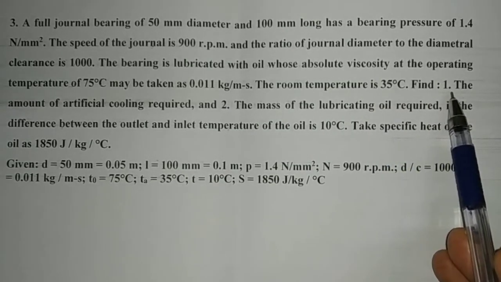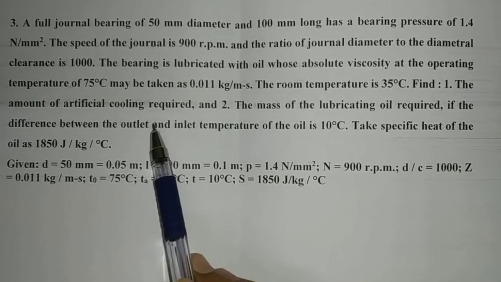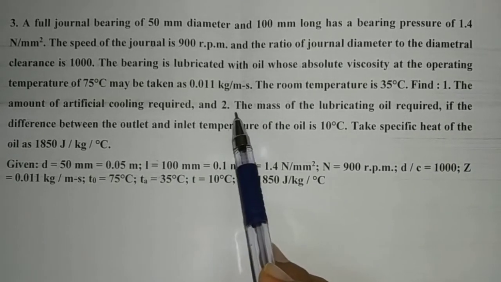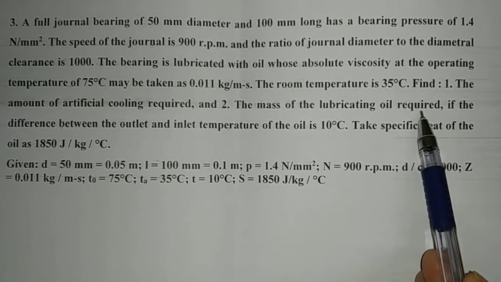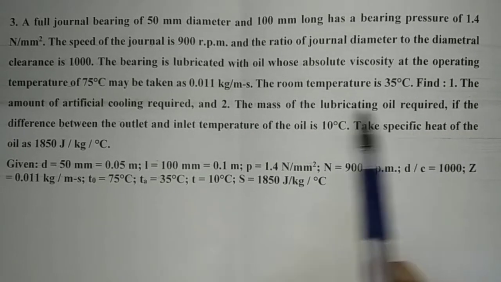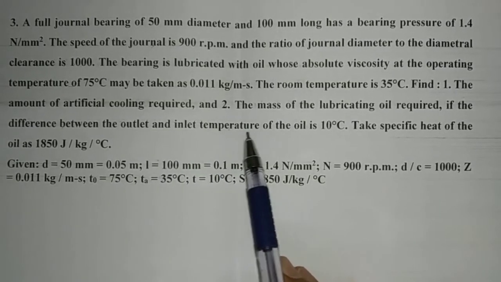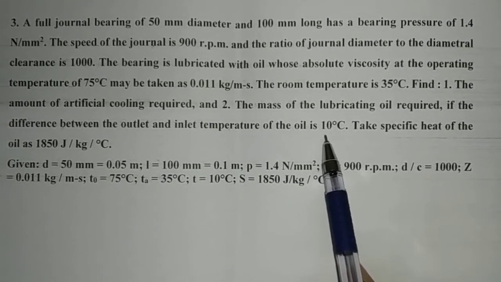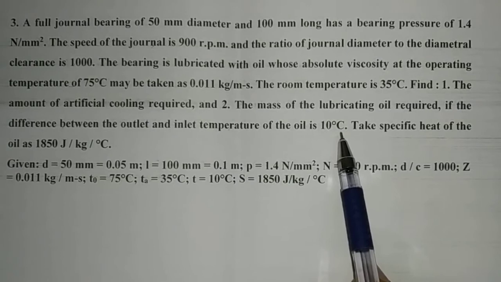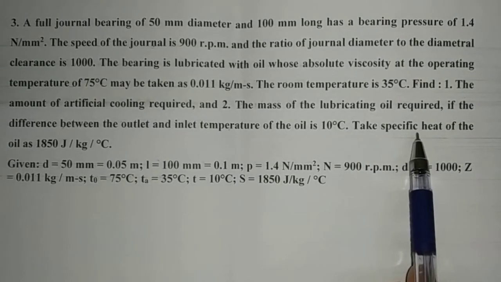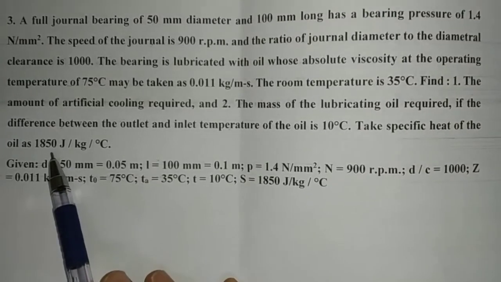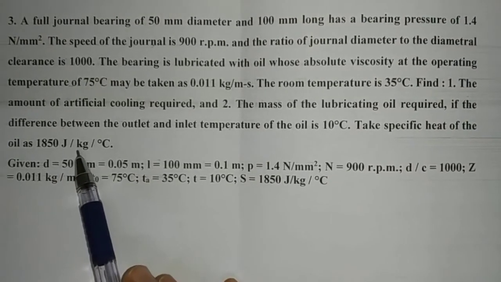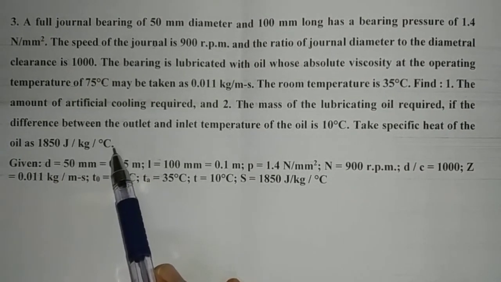Find 1. The amount of artificial cooling required, and 2. The mass of the lubricating oil required if the difference between the outlet and inlet temperature of the oil is 10 degrees centigrade. Take specific heat of the oil as 1850 joule per kg per degree centigrade.